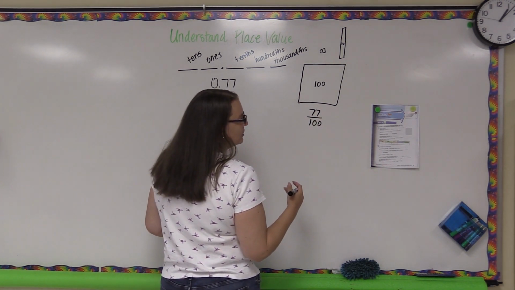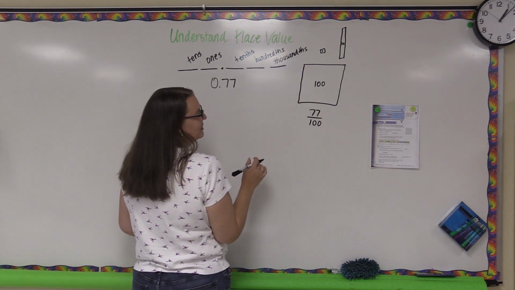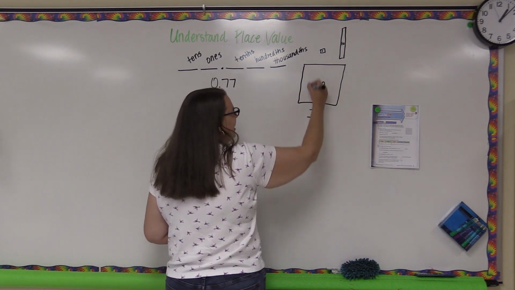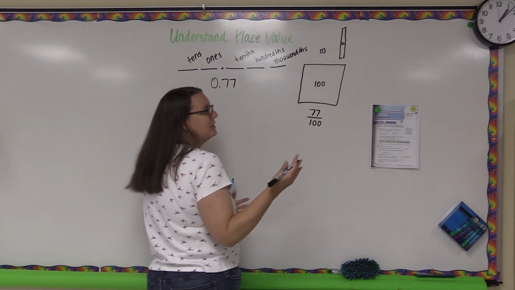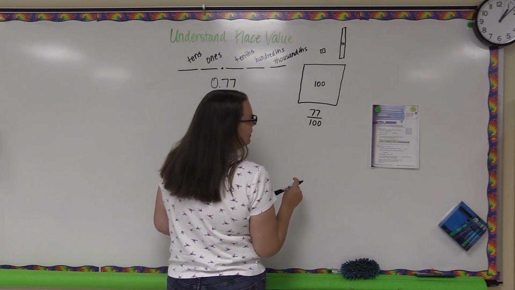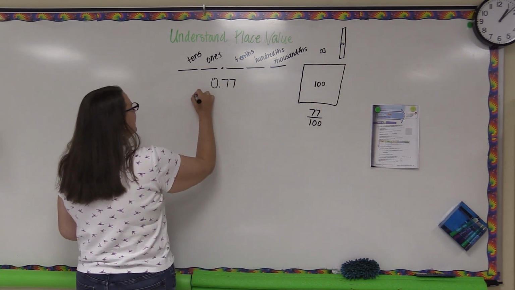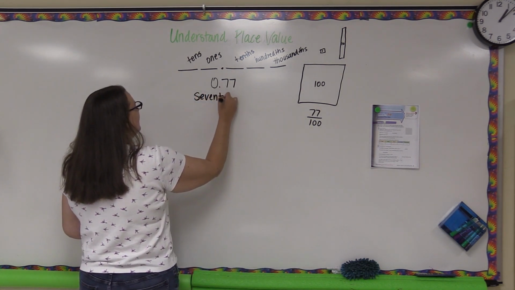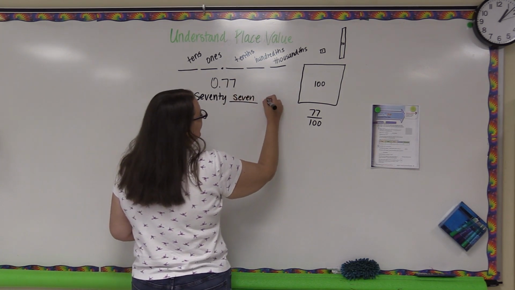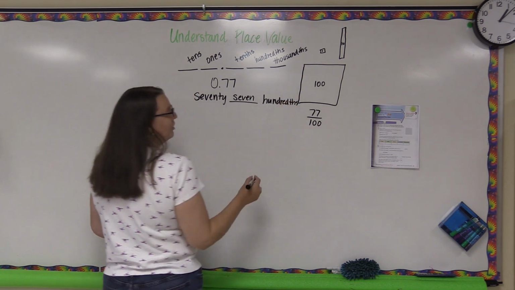So first one says to shade the model. So again, you're going to shade in 77 little squares on this one. You can do it easily if you think about it by tens. You could shade in 7 rows of 10, which would be 70, and then 7 additional little blocks there. In word form, that's the next blank, we would write 70, and then you have a blank here. That would be 7. This is hundredths. Okay, so far so good.